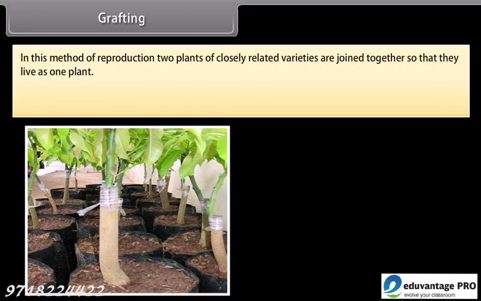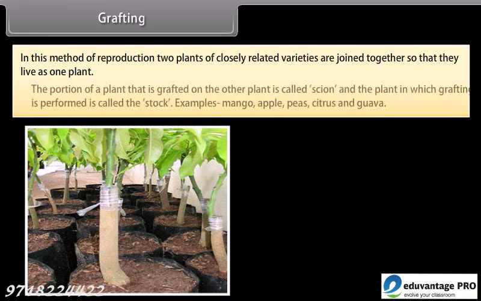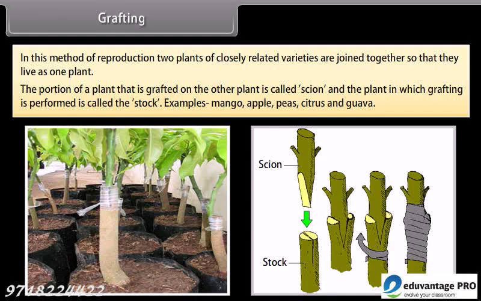Grafting. In this method of reproduction, two plants of closely related varieties are joined together so that they live as one plant. The portion of a plant that is grafted on the other plant is called scion, and the plant in which grafting is performed is called the stock. Examples: mango, apple, pear, citrus and guava.